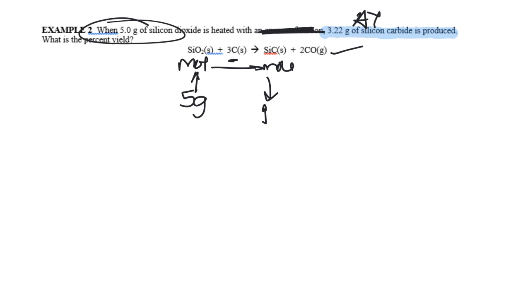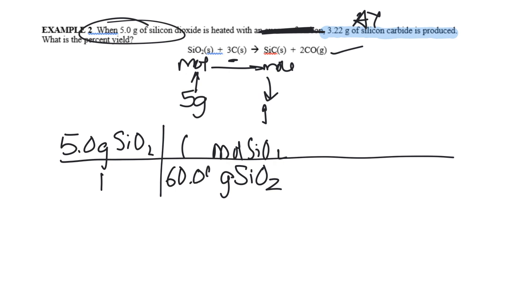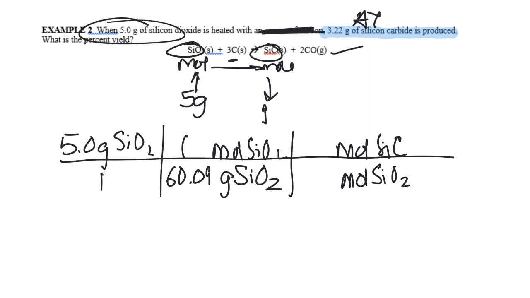So I'm going to start with my 5 grams of silicon dioxide. Put it over 1 gram of silicon dioxide, come down. And then I'm going to put moles of SiO2 at the top. 1 mole of silicon dioxide has a molar mass of 60.09. I get that number from the periodic table. Moles of silicon dioxide come down. Moles of silicon carbide come to the top. And then I'm going to use my mole to mole fraction, my coefficients, 1 to 1.